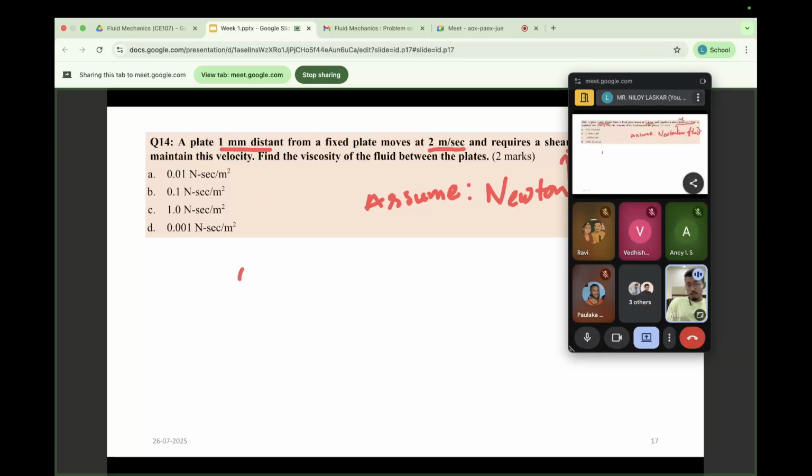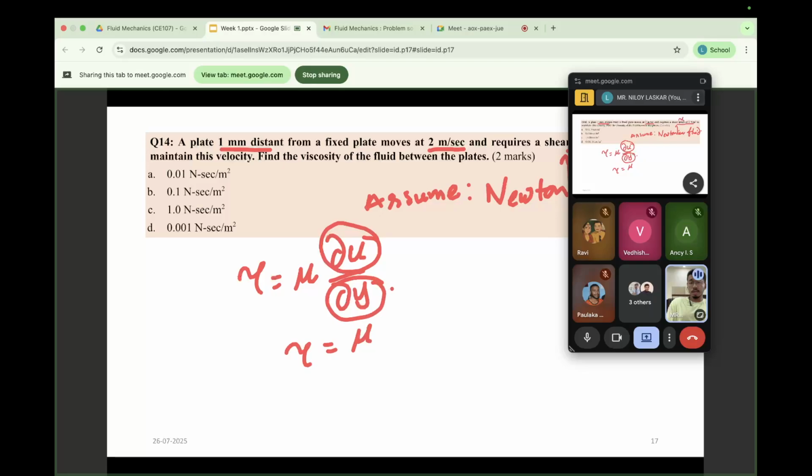So the formula from the Newton law of viscosity, we have tau equal to mu times du by dy. This is the change, or we can better write, this is change in, what does this represent? Change in velocity, and this is change in the distance. Okay, so now you can put.